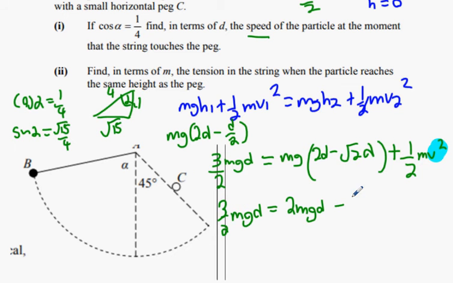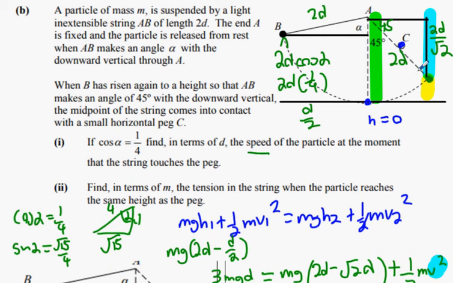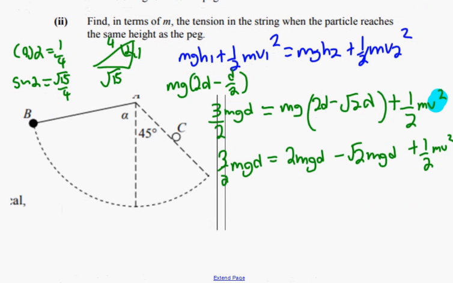Take away root 2 mgd plus root 2 over 2 was not 2 over root 2. It was 2 divided by root 2, which is root 2 gd. Okay? Now, 2 mgd over the other side will make it minus a half mgd. The root 2 mgd will be positive then, so that'll be root 2 mgd equals a half mv squared.